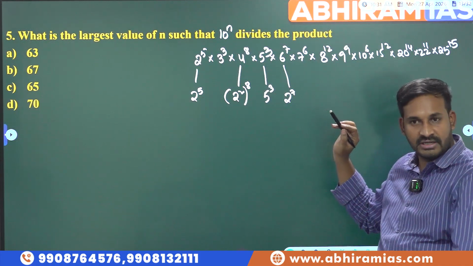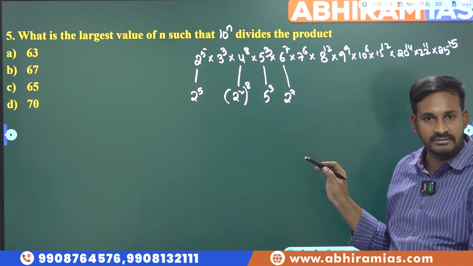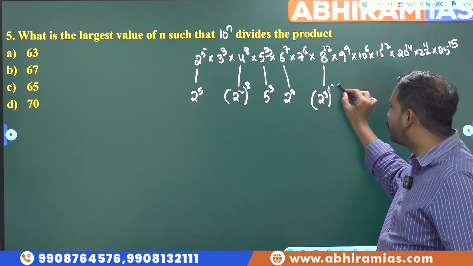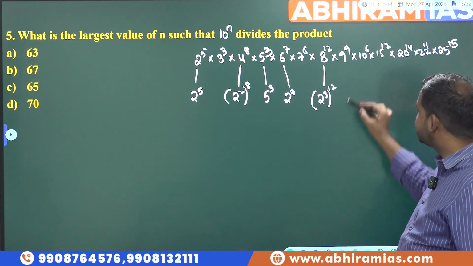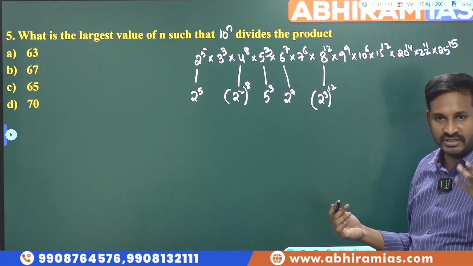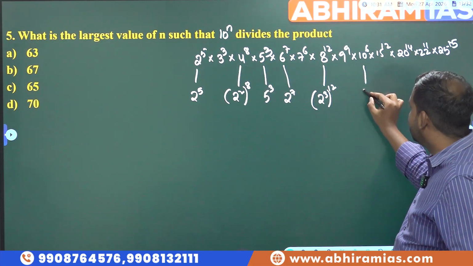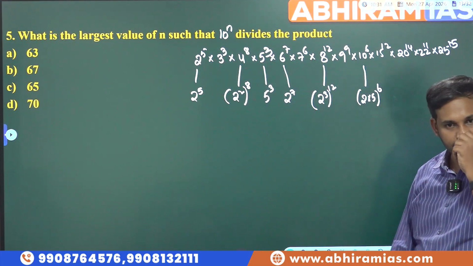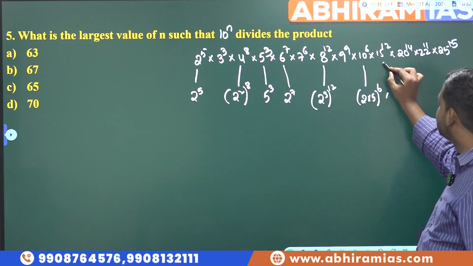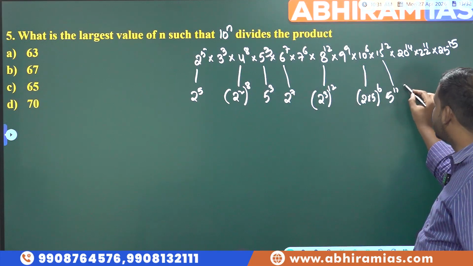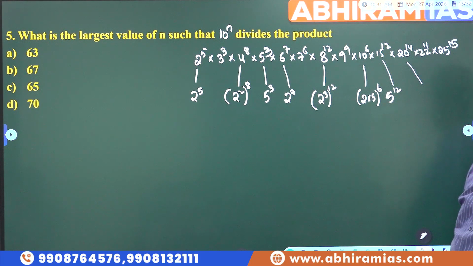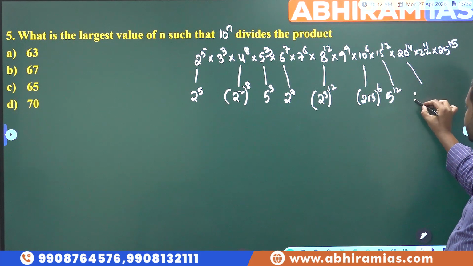Next is 7. I don't require that 7. Next 8 means 2 cube, so I can write this as 2 cube whole to the power of 12. Next 9. It contains only 3, so it is of no use for me. Next 10. It contains both 2 and 5. Next 15: 5 power 12, because 5 into 3 is 15. Next 20: 2 square into 5 to the power of 14.